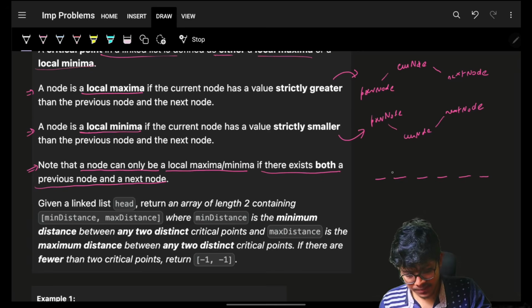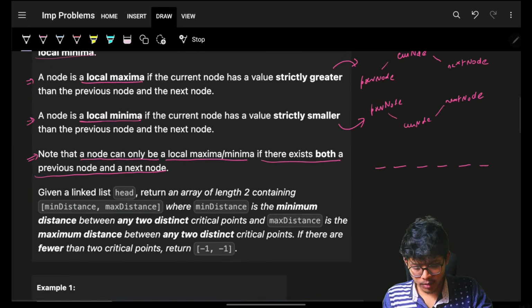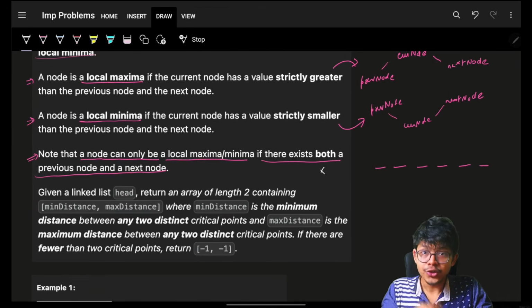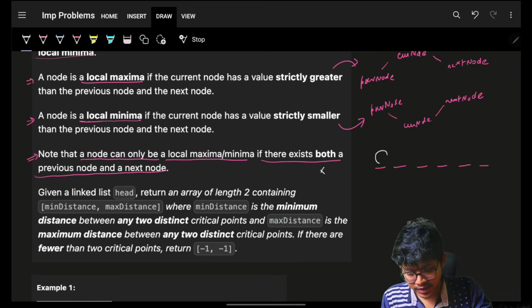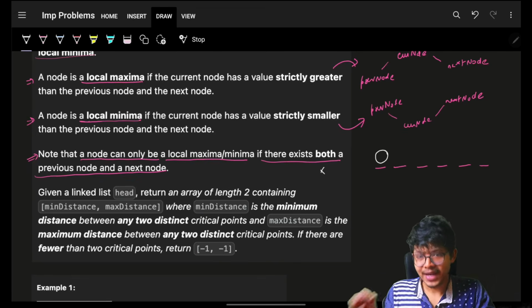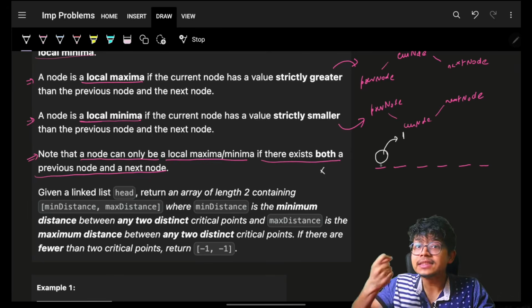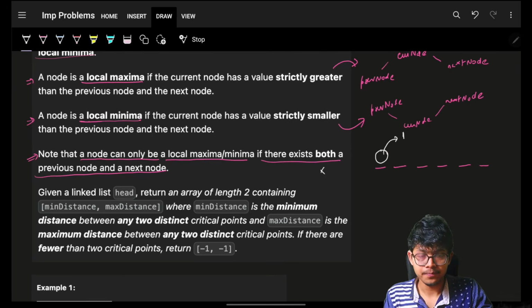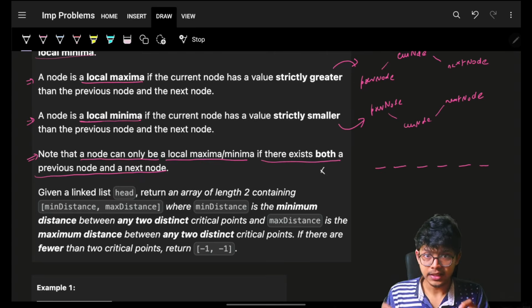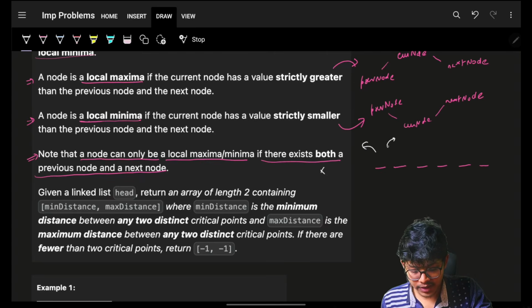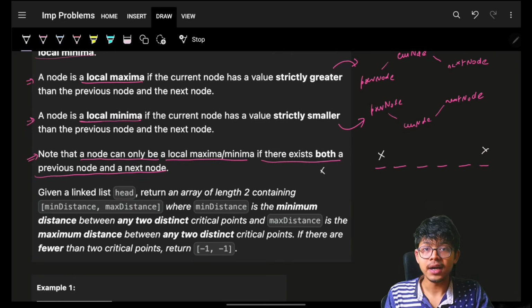next element. So you will see in some problems, if this condition is not given, you might also end up considering this point, which means the extreme end point. If its right is higher, then you might end up considering it as a local minima. But in this case, they are saying that you should have both the points, which means the extreme end points will never be my critical point.